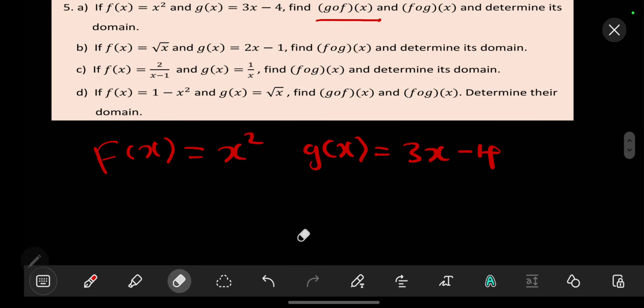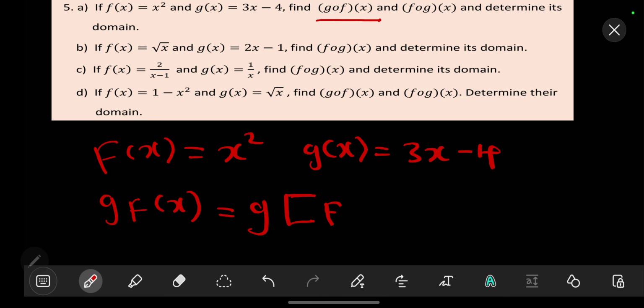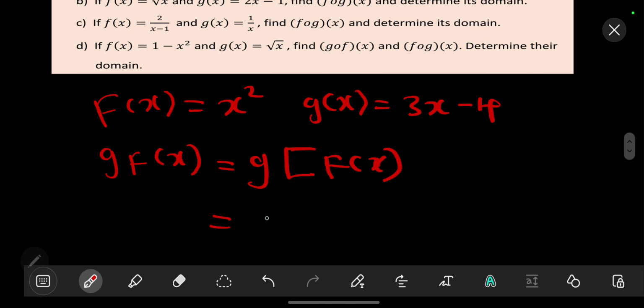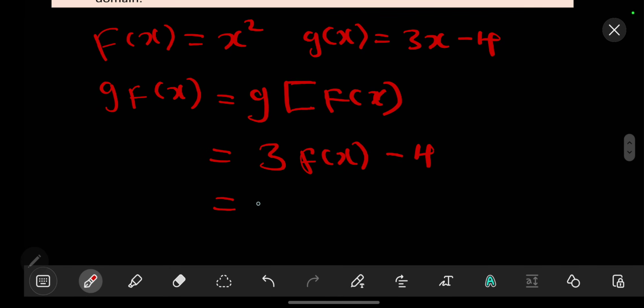Let's begin with the one we are told first, g(f) of x. This means write the function of g, and where there is x, put f of x. So we are going to have g is equal to 3, where there is x, put f of x, then we have minus 4. So the equation shall be 3x squared, then we have minus 4.